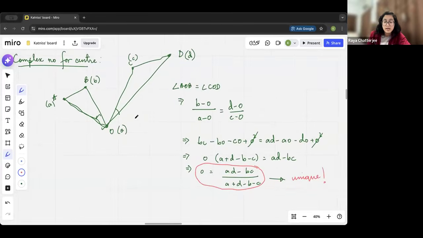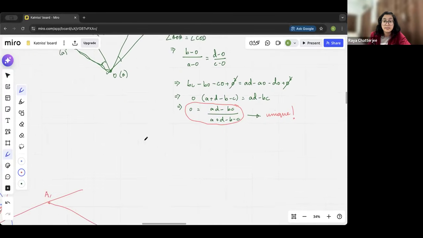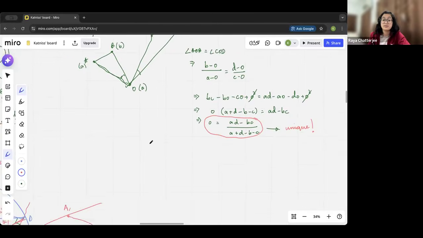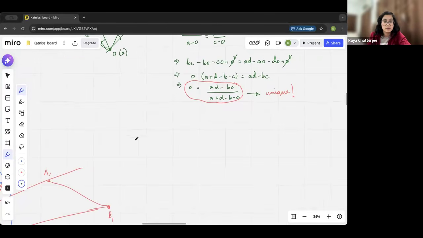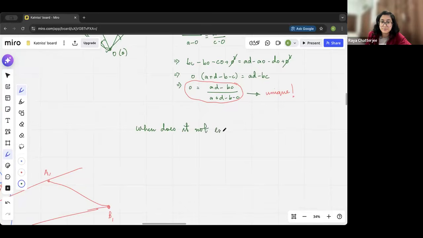Yeah. Also, there is one case when the center of spiral similarity does not exist. When the lines are parallel, right? Yeah, exactly. So the answer to this is ABCD parallelogram, because ABCD parallelogram implies A plus C is equal to what?